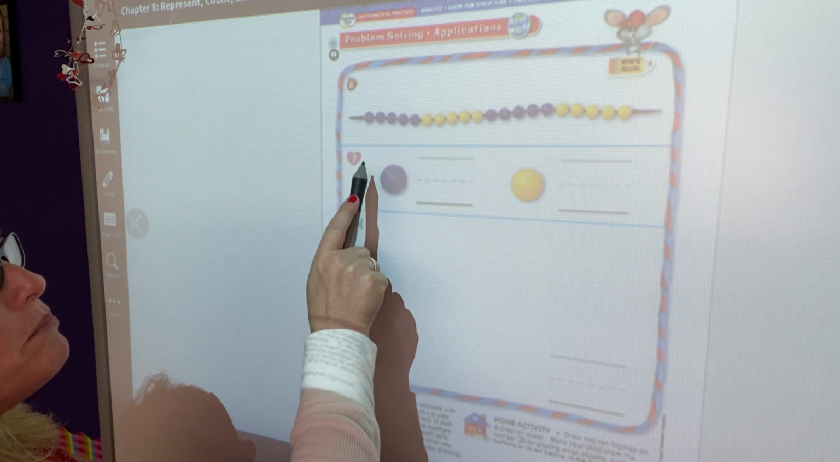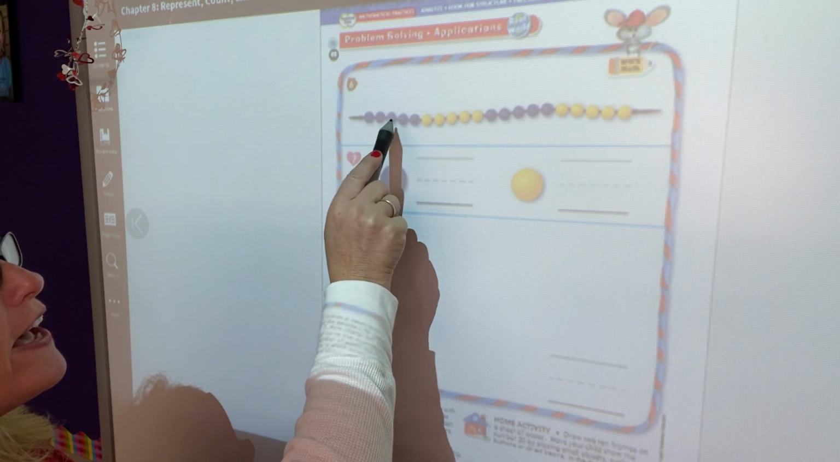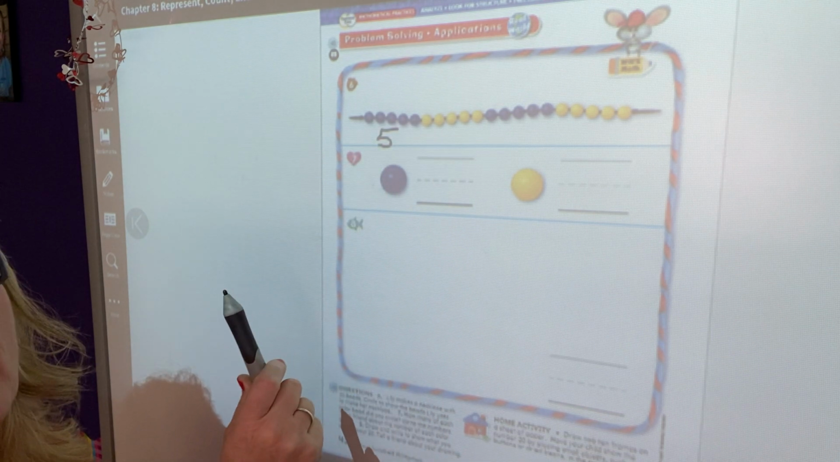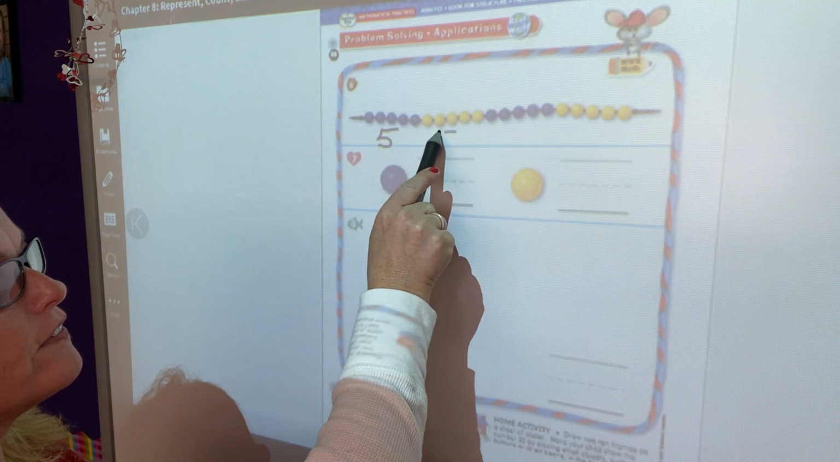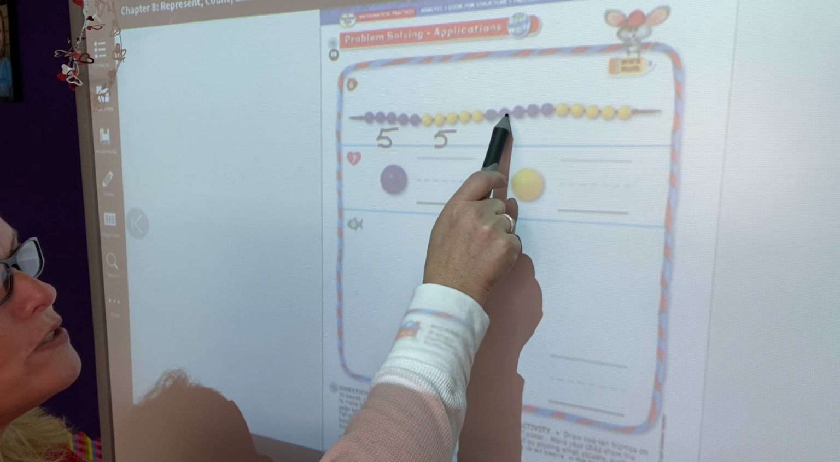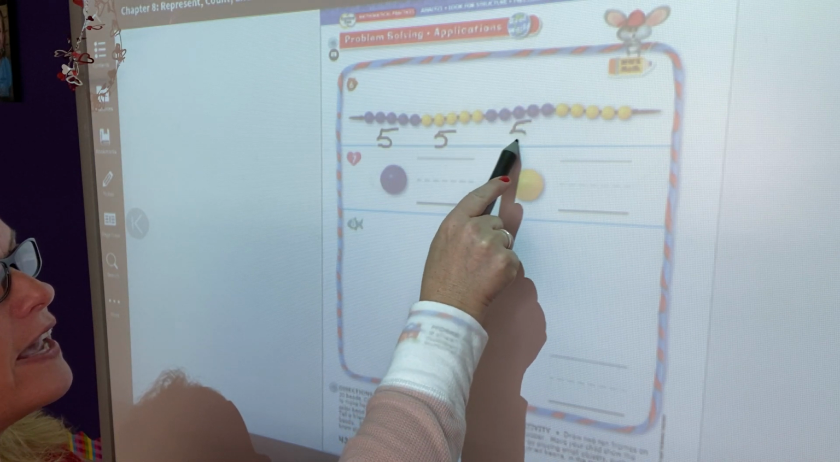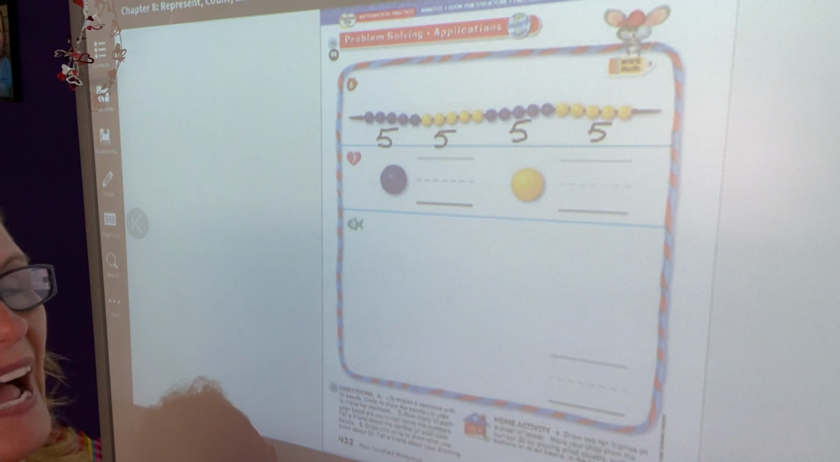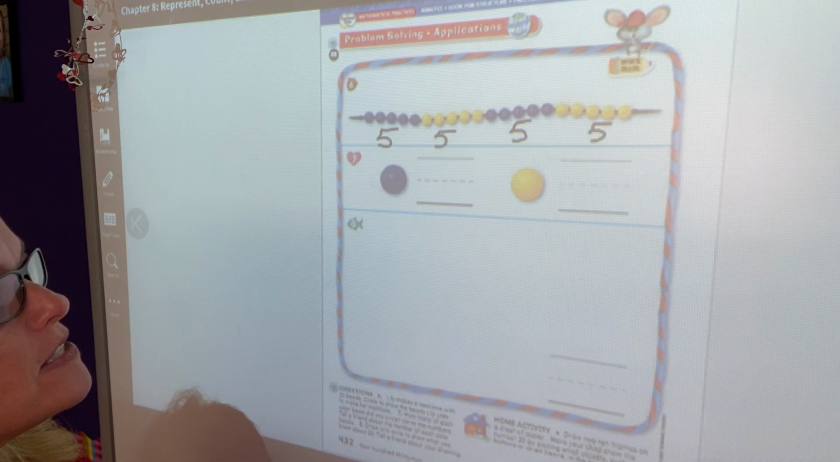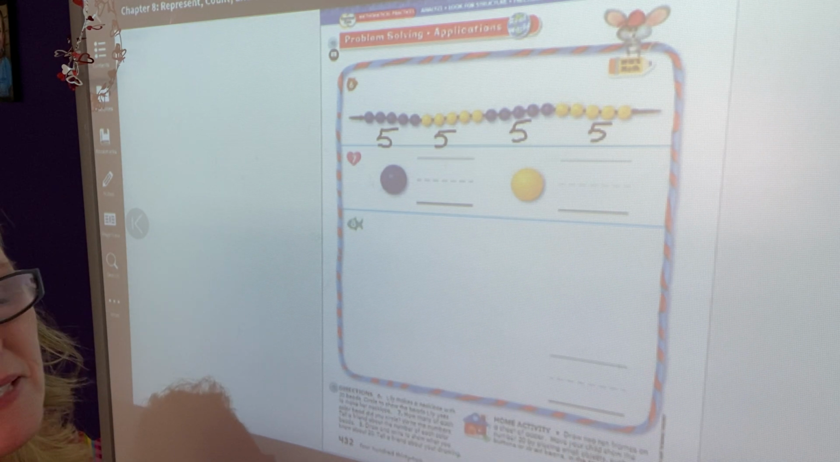There are how many blues? 1, 2, 3, 4, 5. Okay, I'm going to write a 5 there. How many yellows? 1, 2, 3, 4, 5. Blues, 1, 2, 3, 4, 5. And yellows, 1, 2, 3, 4, 5. So I need 20 beads to circle 20 beads to make this necklace.